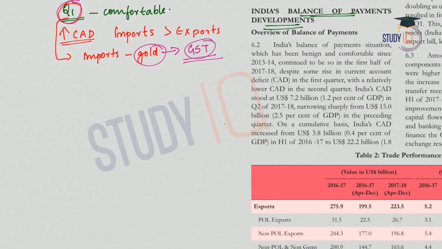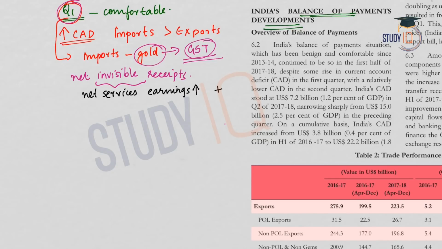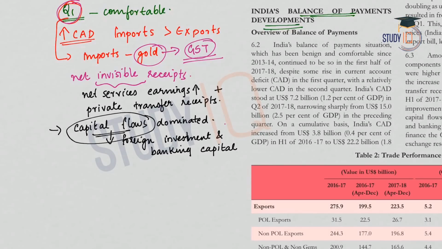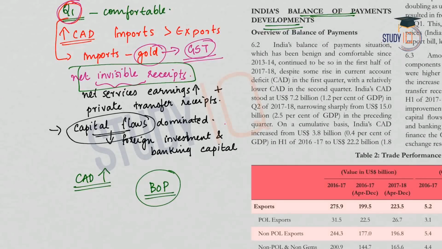But this was supplemented by an increase in the net invisible receipts. And the increase in the net invisible receipts was due to an increase in the net services earnings and an increase in the private transfer receipts. Also, the capital flows dominated, and among the capital flows, the majority was into foreign investment and banking capital. We will see the details of the capital flows later in this lecture itself. So, the conclusion is that even though the current account deficit had risen, it was supplemented by net invisible receipts, and therefore it did not affect the BOP situation of the economy. So the BOP situation was very much comfortable.